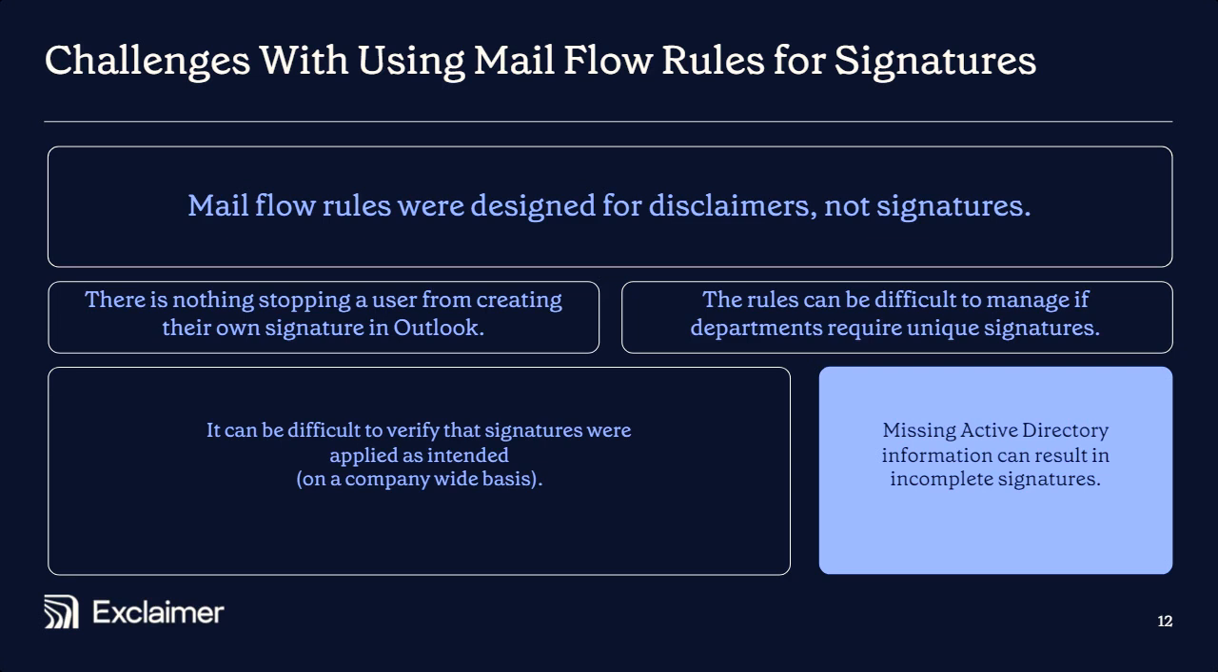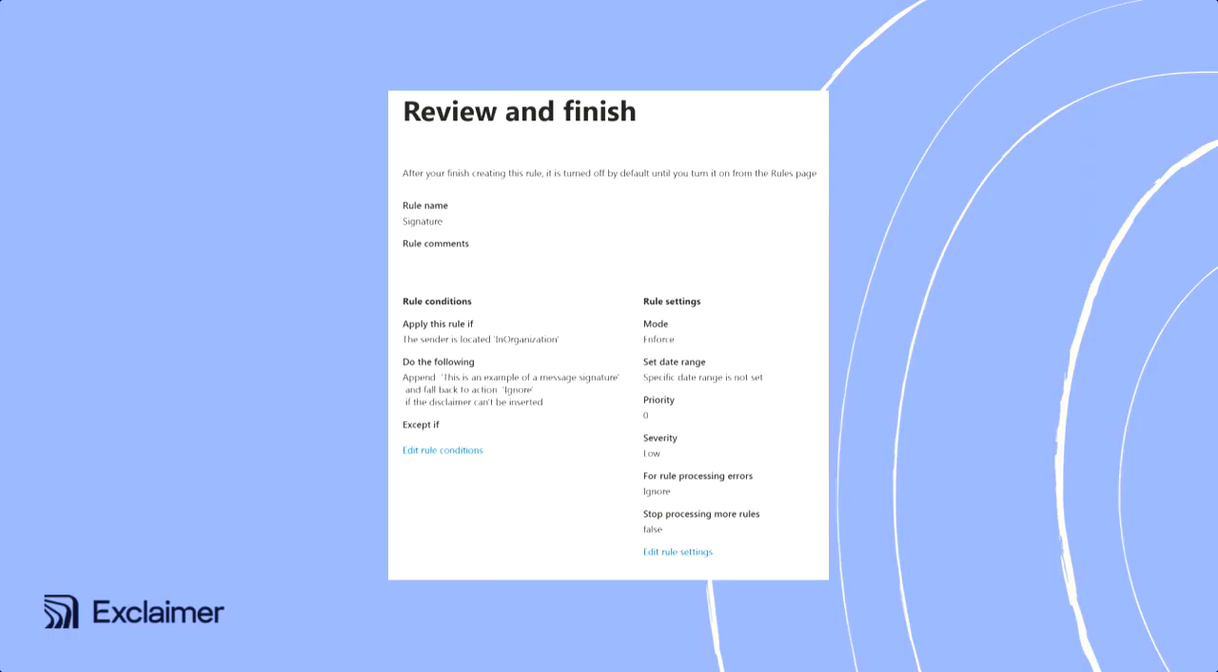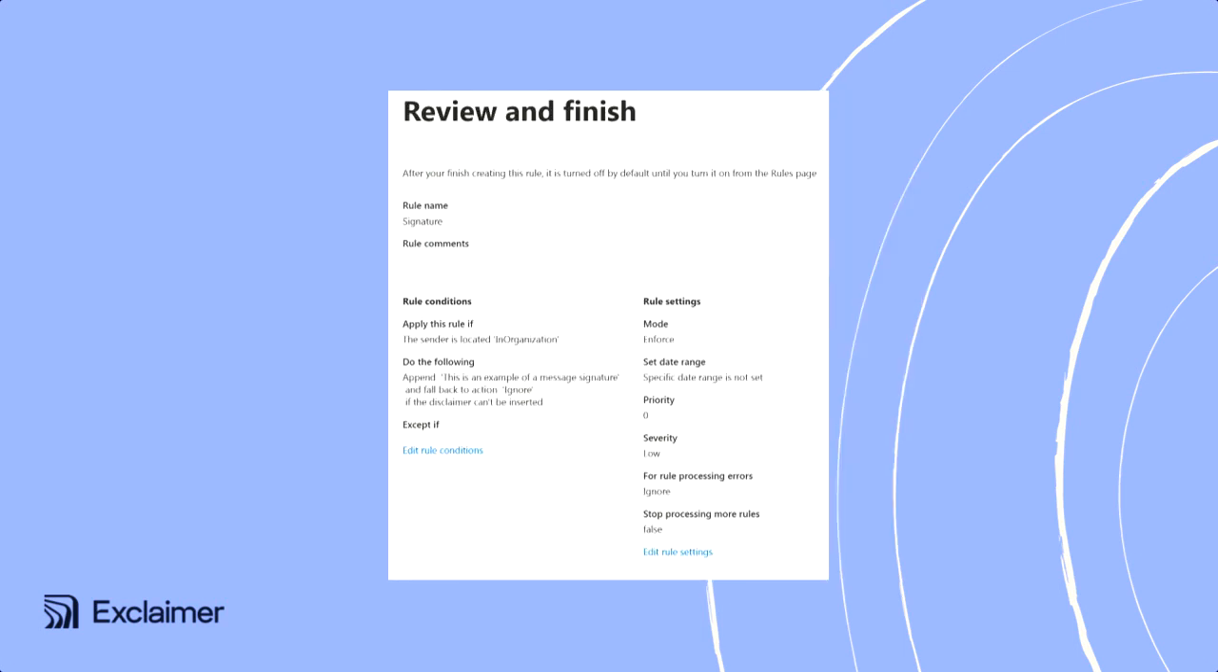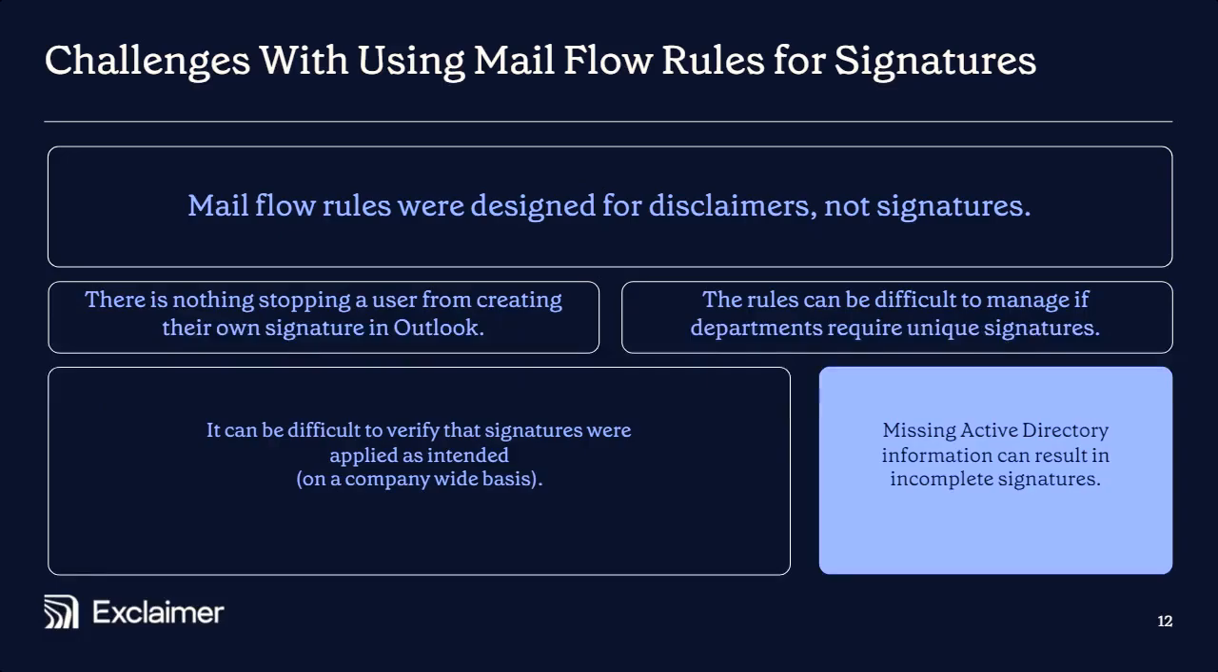Another problem is that the rules can be difficult to manage if different departments require unique signatures. Now, if I can go back a couple of slides here, I showed you that this particular rule was being applied if the sender is internal. And I mentioned that that's not the only way that you can do things. Another option is to create a rule and base it on groups. So you can apply the rule if the user is a member of a particular group. And that's one way that you can make it so that people in different departments have different signatures.